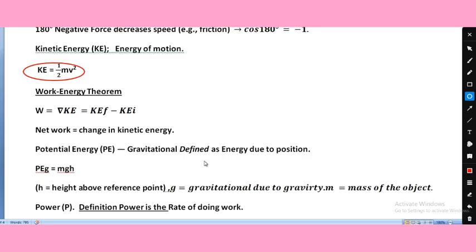Under this, we discuss potential energy. What is potential energy? It means energy due to gravity. Gravitational potential energy is defined as energy due to position. It is equal to the product of the mass of the object, the gravitational field strength, and the height of the object, where h is the height above the reference point, g is the acceleration due to gravity, and m is the mass of the object.